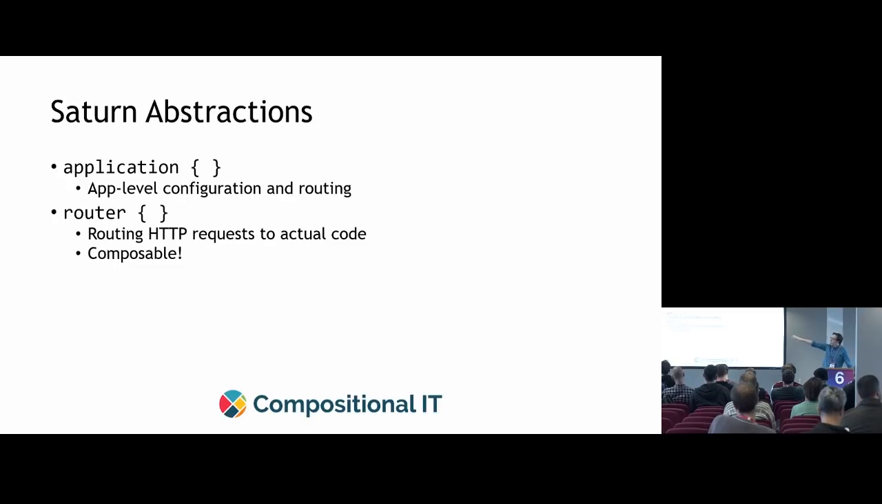Then there's this thing called a router, which is your way of routing HTTP requests to actual code within your application. And these are all composable. So you can have routers direct into routers, direct into routers, all the way down the chain.